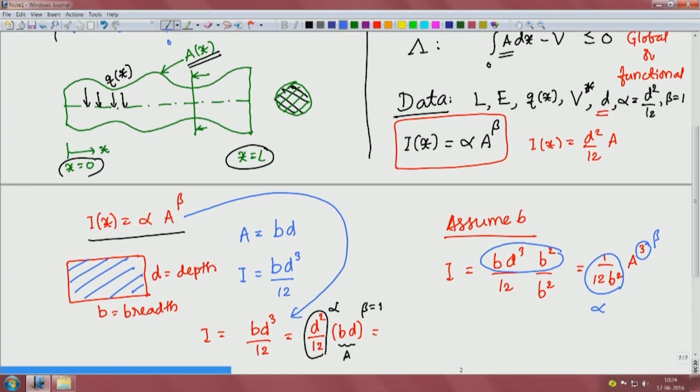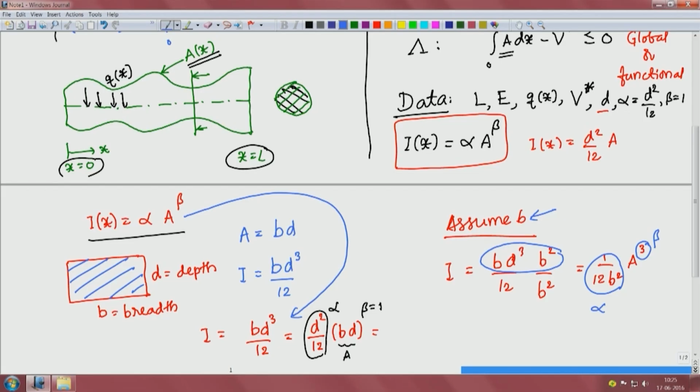Obviously, this way of doing it will be more difficult than assuming d and proceeding. We always, when we start, take something simpler. That is why I am taking d to be given, so that I can make the problem simpler, and later on we can consider b to be given and vary d.